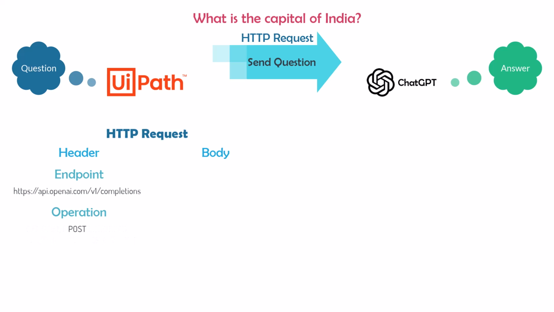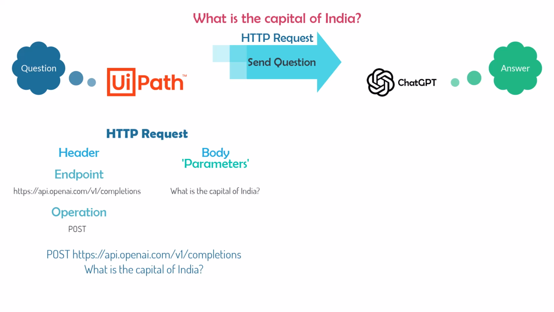The second part is the body, which is also called parameters. It contains the information we want to send from UiPath to ChatGPT. In this example, the body will contain the question. This is the HTTP request, which we send from UiPath to ChatGPT. ChatGPT receives the request, searches for an answer, and sends back the answer. It will be sent in the form of an HTTP response.